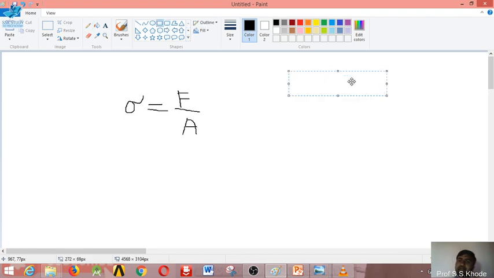We know that each and every material consists of atoms and molecules, and these atoms and molecules offer internal resisting force against the application of load. When you apply a certain load on that body, these atoms and molecules offer resistance to that deformation, and that internal resistance per unit cross sectional area we call stress.